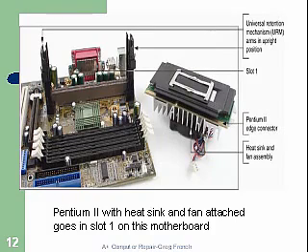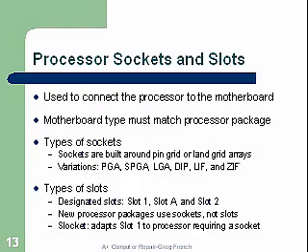Processor sockets and slots are used to connect the processor to the motherboard. The motherboard type must match the processor package. Types of sockets: sockets are built around the pin grid array or the land grid array, with several variations. Types of slots: Slot 1, Slot A, Slot 2. Newer processor packages use sockets, not slots. We've moved away from the slots.